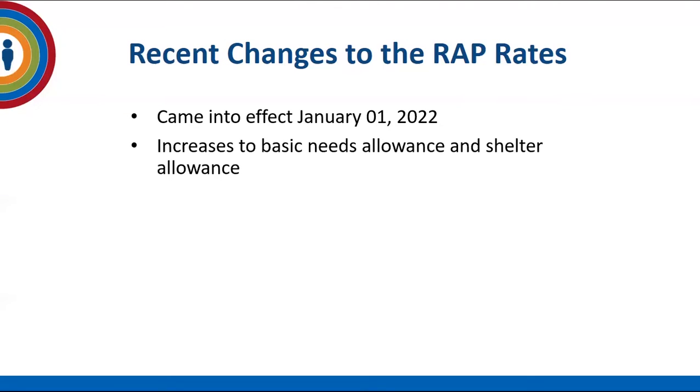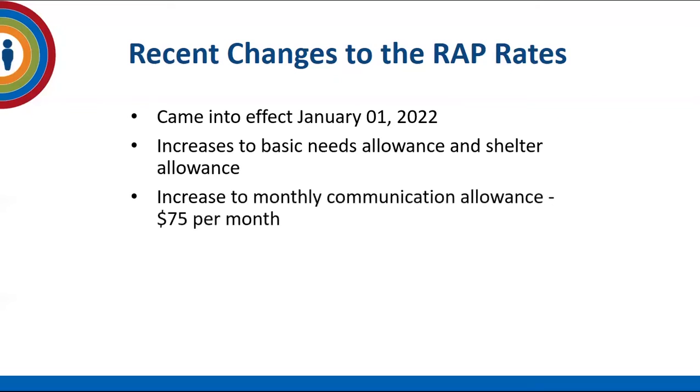The communication allowance increased from $30 a month per file to $75 a month in all provinces to cover monthly internet and data costs, as sponsored newcomers will be accessing more services virtually due to the pandemic.